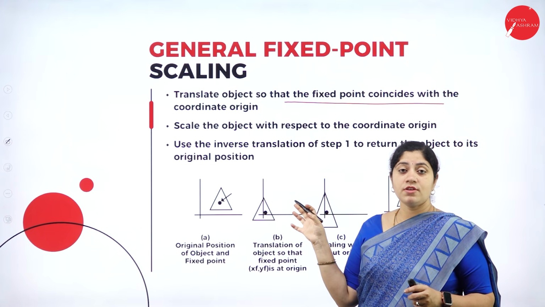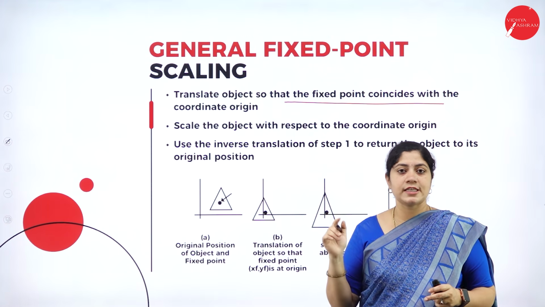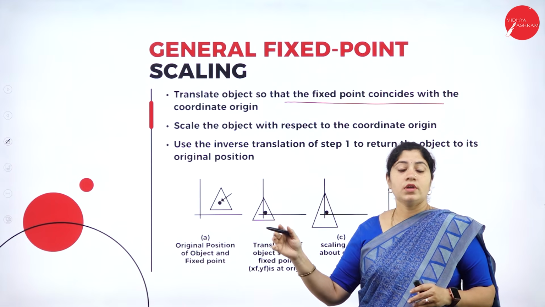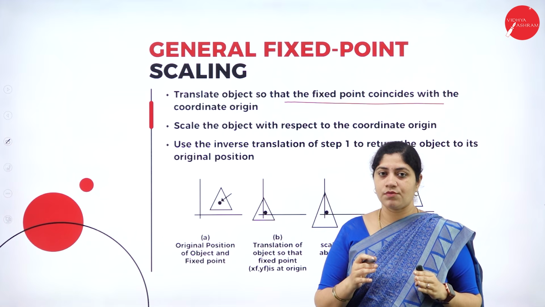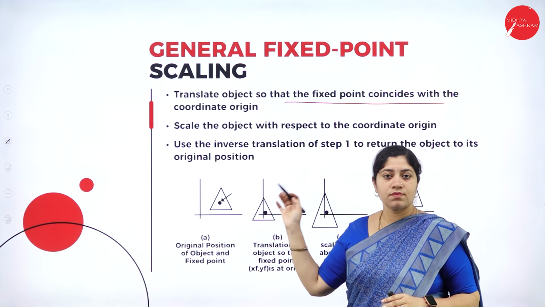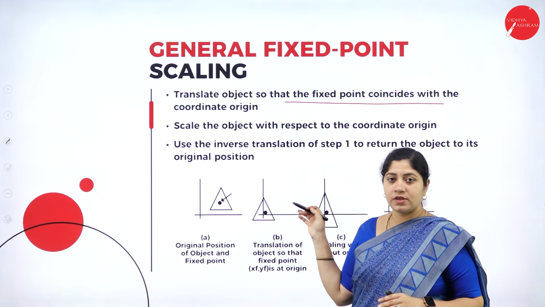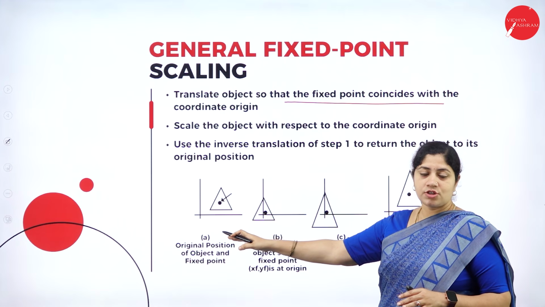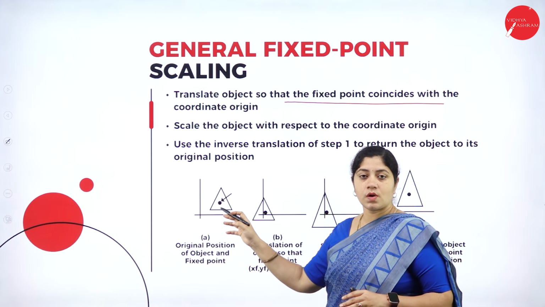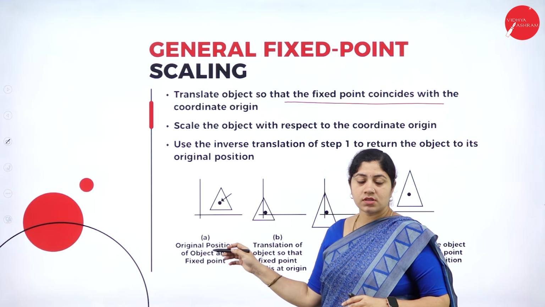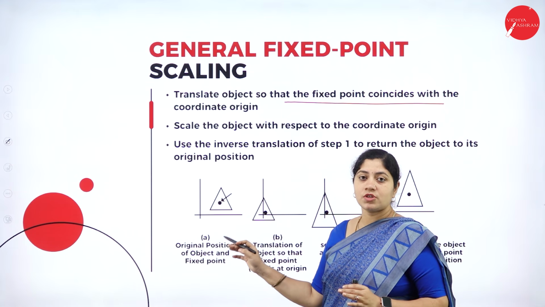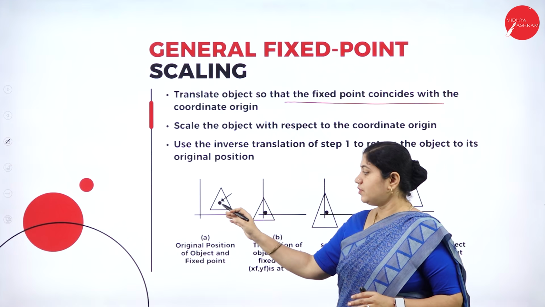And finally, we can use the inverse translation of our first step in order to return the object to its original position itself. So now let's see this flow with basic figures. This is the initial figure where we have an object on the coordinate as well as a point. This can be considered as the original position of an object and a fixed point.